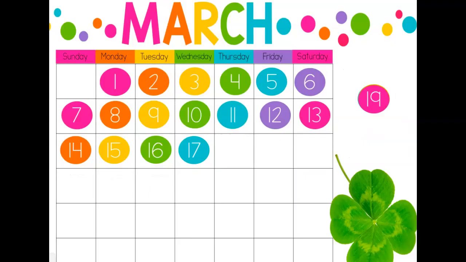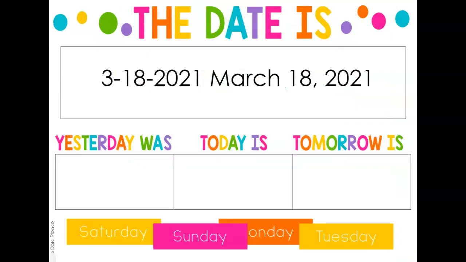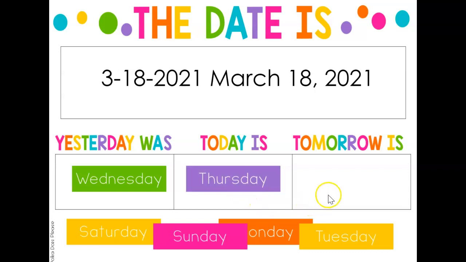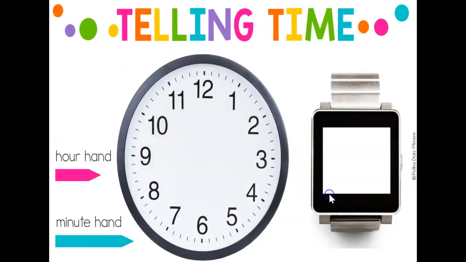Today is March 18th. It is the third month, the 18th day, and the year is 2021. Yesterday was Wednesday, today is Thursday, and tomorrow will be Friday.